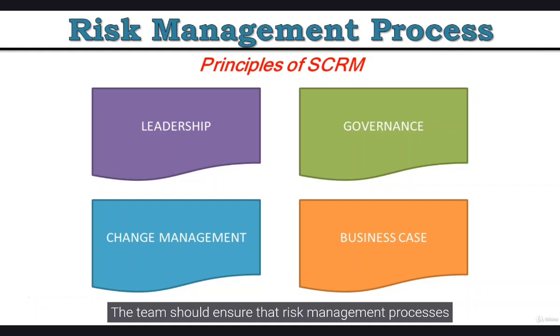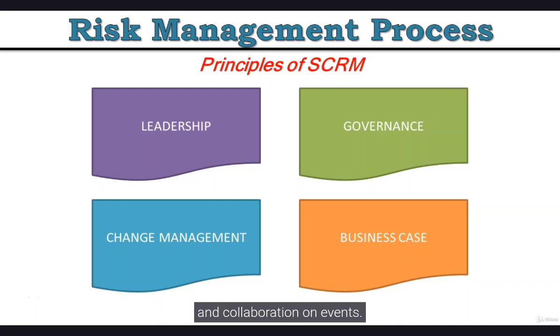The team should ensure that risk management processes are embedded into business function processes, so as to ensure proper communication and collaboration on events. Regular meetings of the implementation team can help ensure proper communication, as can less frequent but still regular meetings of the executive steering team. One leading firm briefs its executive board quarterly on supply chain risks and what is being done to address them.